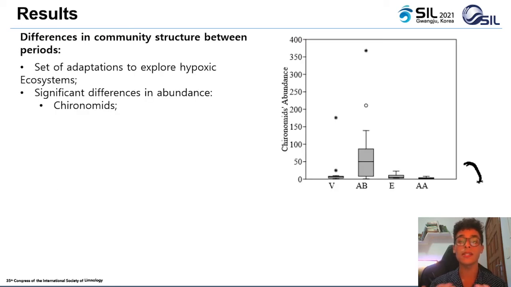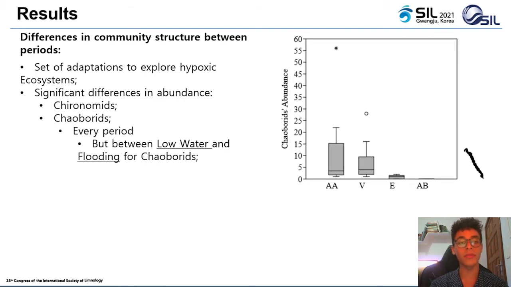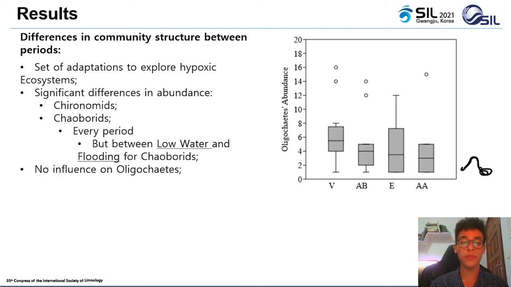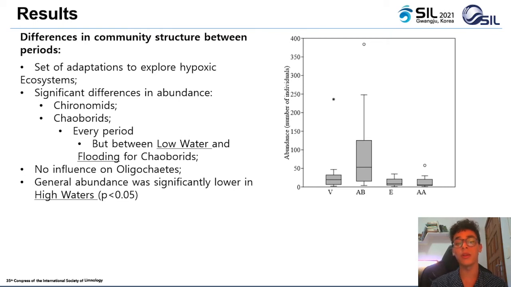These groups present a set of adaptations allowing them to explore hypoxic ecosystems, so they thrive during high waters in comparison to other taxa. This must be the reason why they are so important, contributing to differences between periods, as shown in the CCA. As indicated in this box plot, significant differences in abundance are observed for chironomids and Naididae in every period, but between low water and flooding for Naididae. Still, the flood pulse did not influence abundance of oligochaetes. On the other hand, it is important to highlight that general benthic abundance was significantly lower during high waters, as you can see in the box plots.